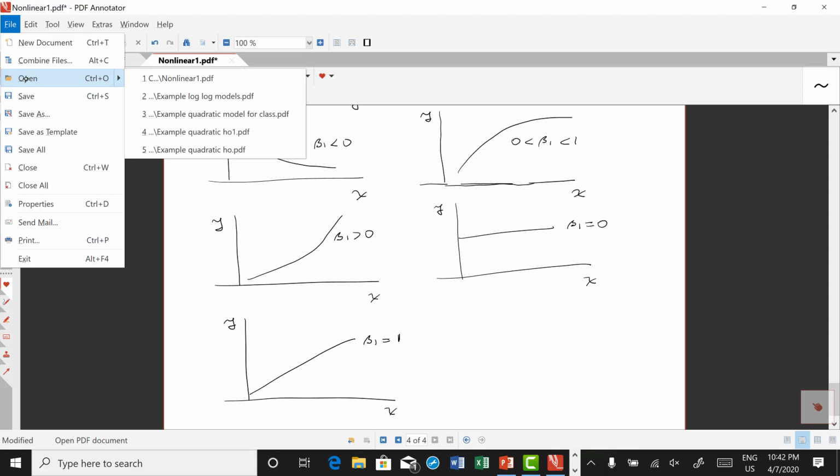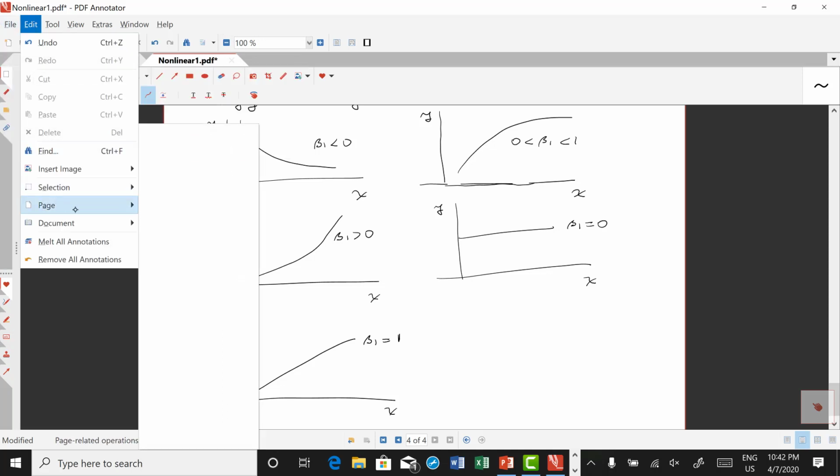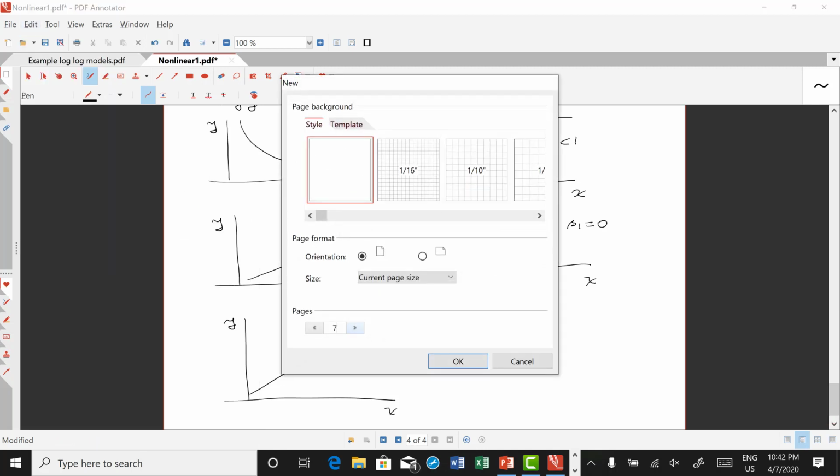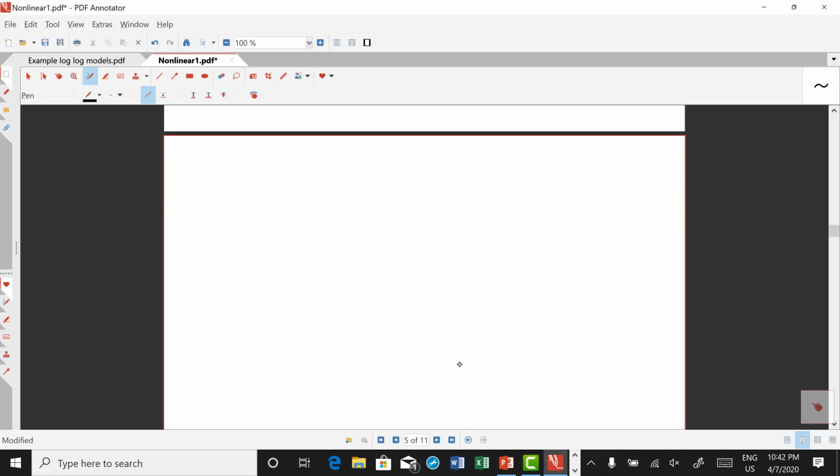So what are the advantages of using this model? Advantages of the log model. The first one is this is a model that is very popular in economics, and also in business, because of the interpretation of the coefficients.